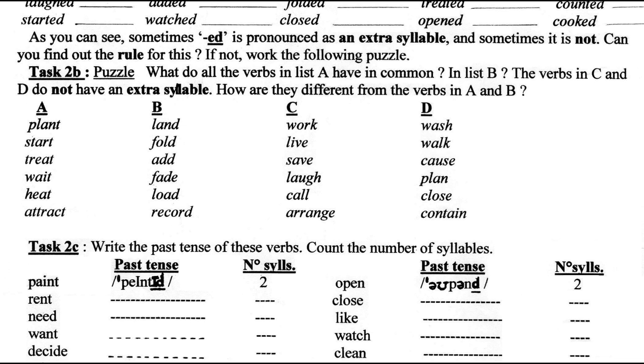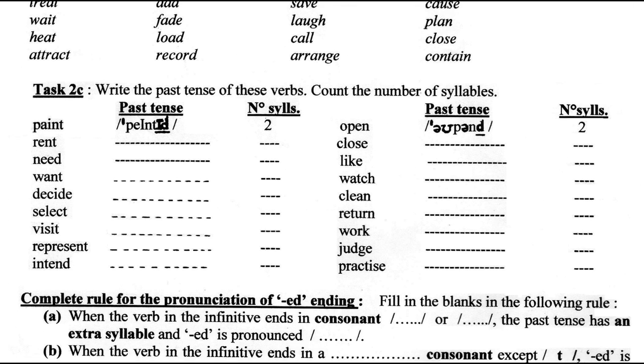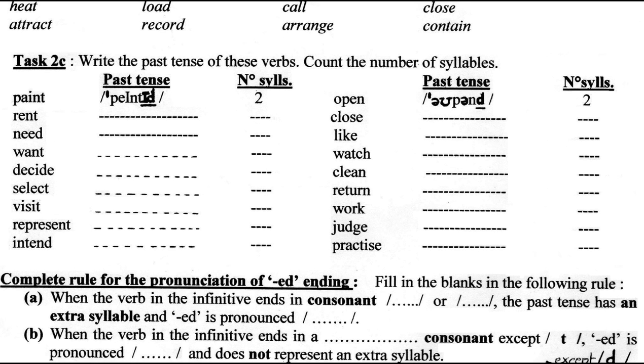You may deduce the rule, but still we carry on with another task. Task 2C. Write the past tense of these verbs and then count the number of syllables. You have verbs in the infinitive. They are all regular verbs. You put them in the past and you write and transcribe them, and then you count the number of syllables.